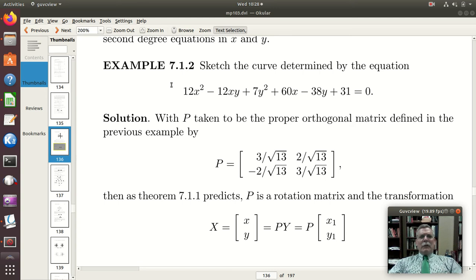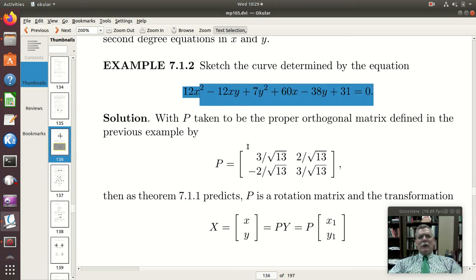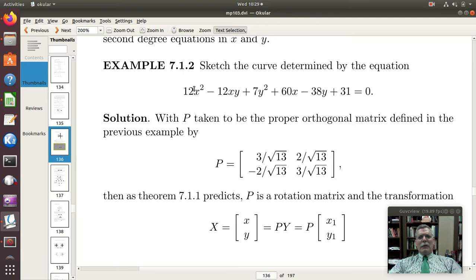Alright, this is example 7.1.2. I thought I'd just go between what they're writing down here and Desmos to look at the picture. So they say let's start with this particular quadratic form. So we have that quadratic form plus this something here that is translating our conic section to the right or left and up or down.